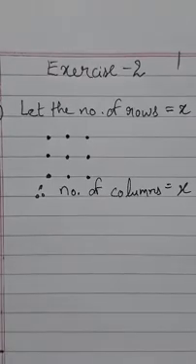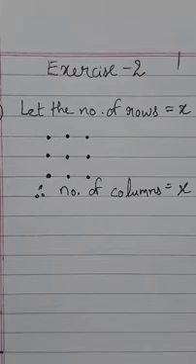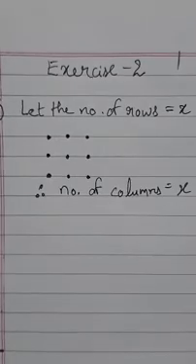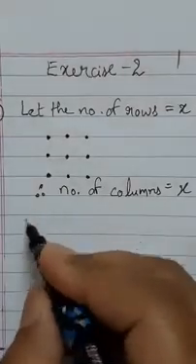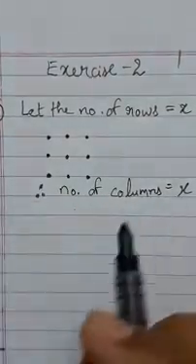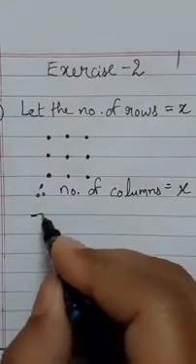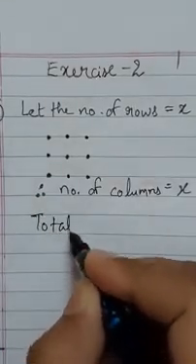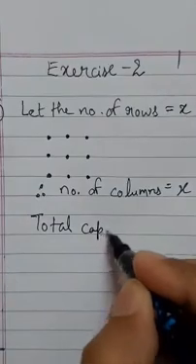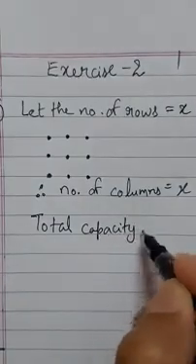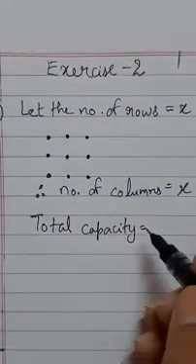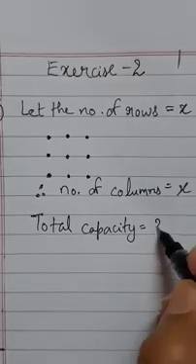Now, let us proceed further with the statement. They are saying, if the capacity of the auditorium is 2304, that means they have given us the total number of people who can be accommodated in that particular auditorium. So total capacity is given. Total capacity is equal to 2304.